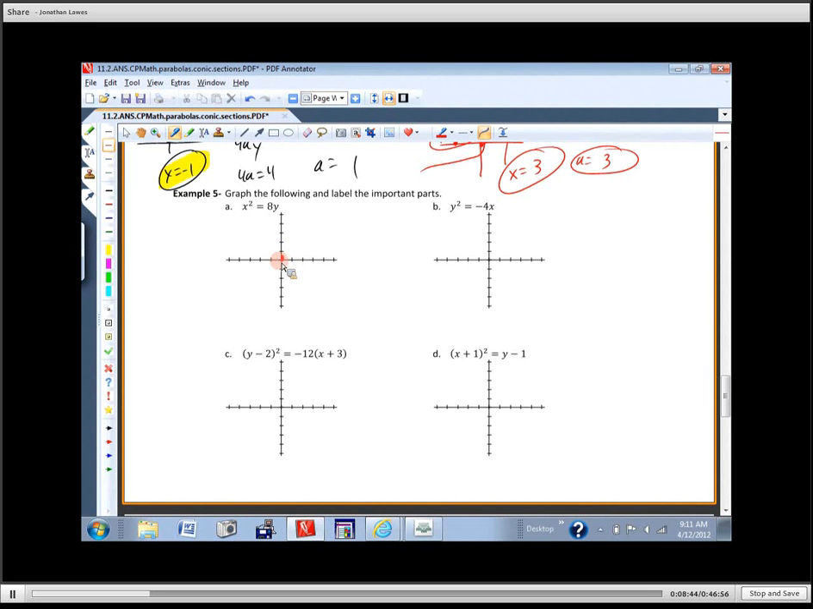Did we do this one already? No? Okay. All right. Let's see. A is what? A is 2. So we're going to go 2 units up and 2 units down. So this is going to be y equals -2, and the focus is going to be 0, 2.